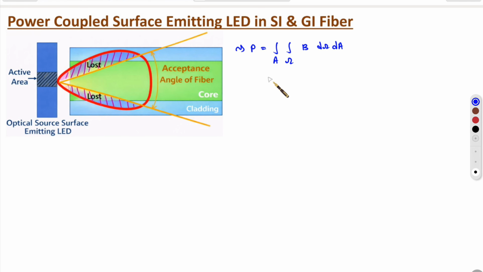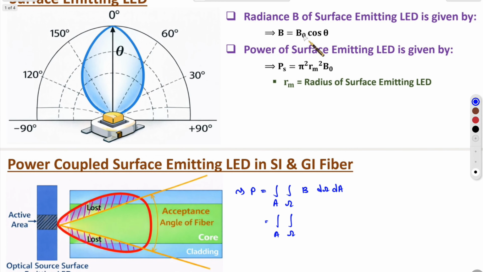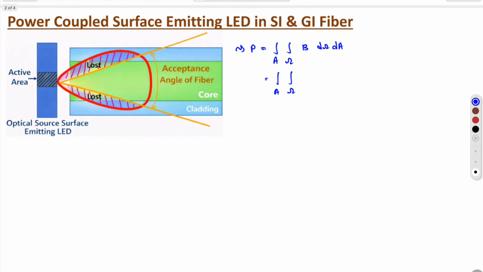Now I'll substitute the value of radiance. I have told you for this surface emitting LED, radiance is B naught cos theta. The reason is that with this surface emitting LED, we have a Lambertian radiation pattern, that is B naught cos theta, right? So now I'll substitute this B, that is B naught cos theta, and do this integration.